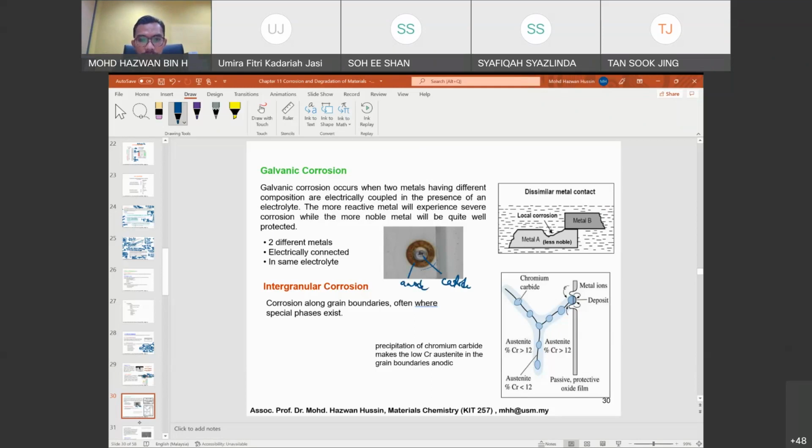Right? So there are a few criteria for galvanic corrosion you need to know. At least it involves two different metals. It is electrically connected or attached, and it has the same environment or electrolyte.